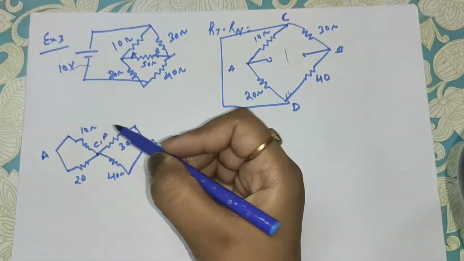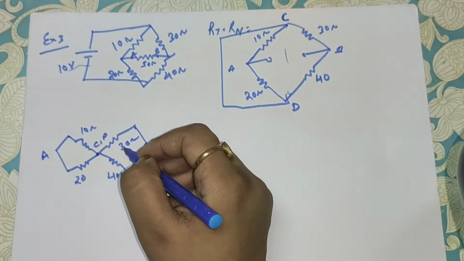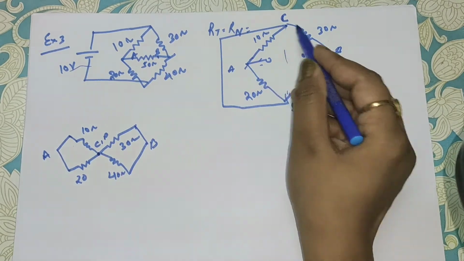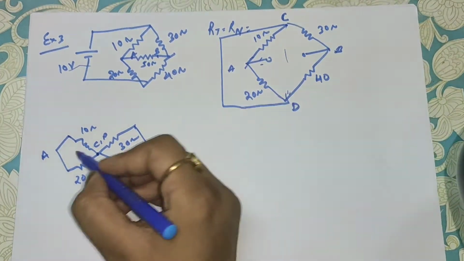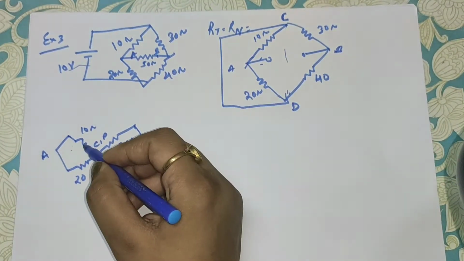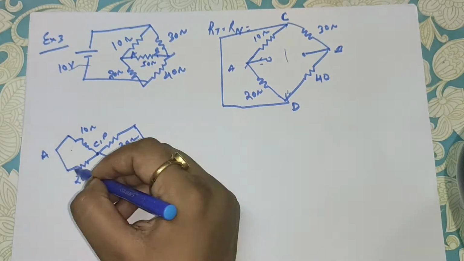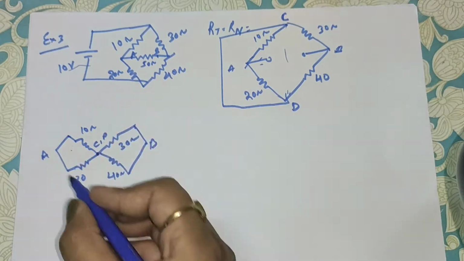So you can find that this is in series. If you flow the current from here, current will flow like this and current will flow like this. So this and this will be parallel, this and this will be parallel. Both are parallel and both the combinations are in series.